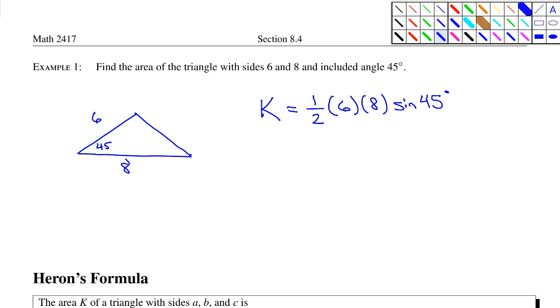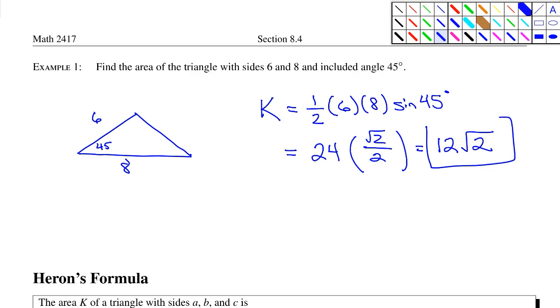And 45 is one of our common angles, so we can work this out exactly. 1/2 of 6 is 3. 3 times 8 is 24. The sine of 45 is root 2 over 2. And so the area is 12 root 2. So if you were on a non-calculator part, the answer would be 12 root 2. If you did have access to a calculator, you could write the answer as 16.97.